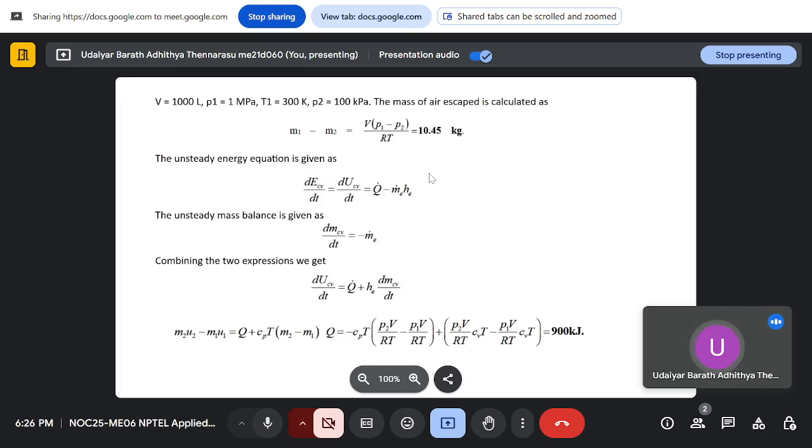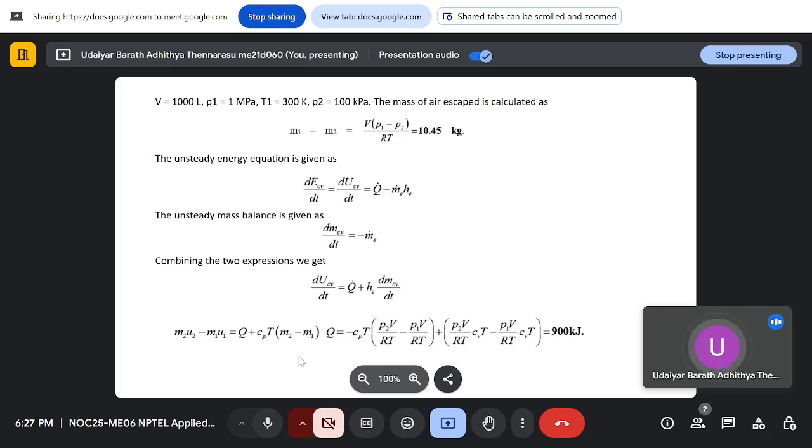applying an energy balance equation for the tank. We get dE_CV/dt, which is dU_CV/dt, equal to Q dot minus m dot exit times h_e, and similarly the mass balance. When we combine this, we get dU_CV/dt equals Q dot plus h_e times dm_CV/dt. When we integrate this, we get m2 u2 minus m1 u1 equals Q plus c_p T, the enthalpy of air at exit, times (m2 minus m1).